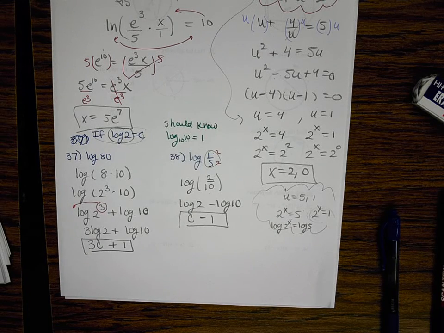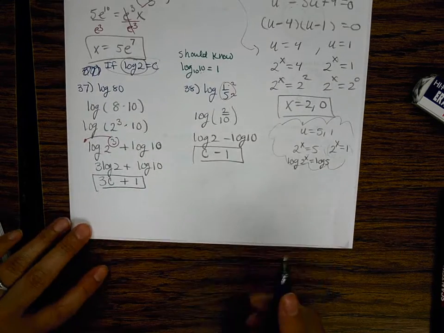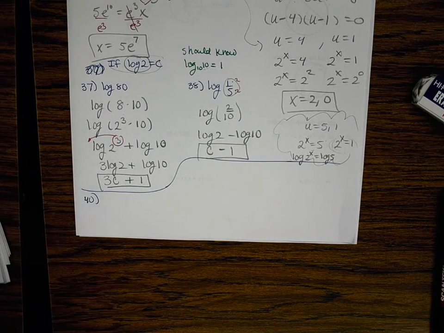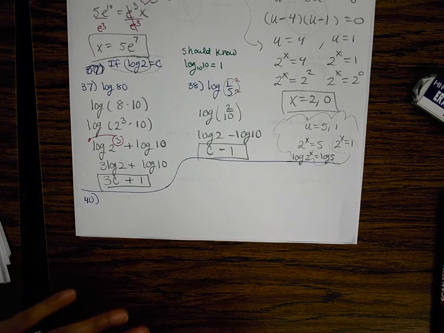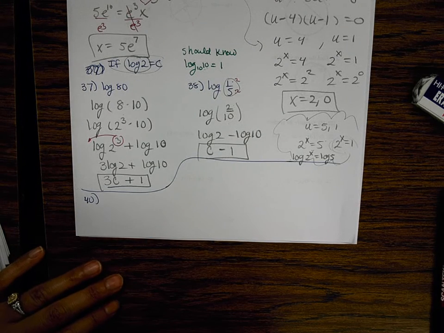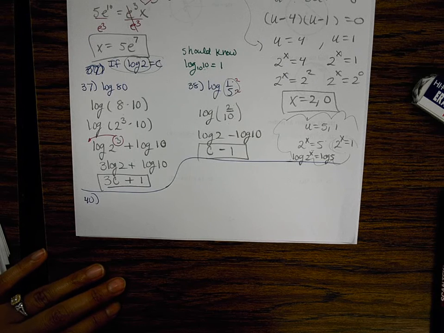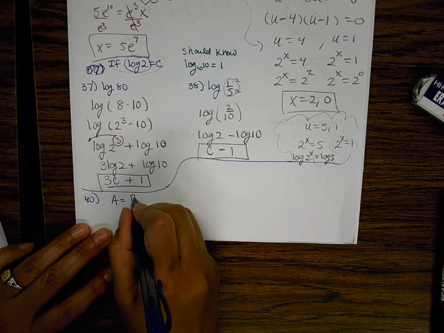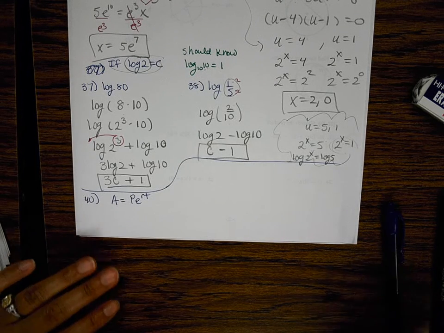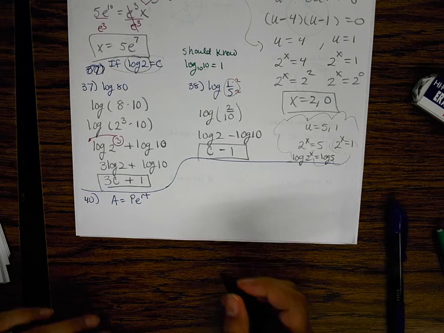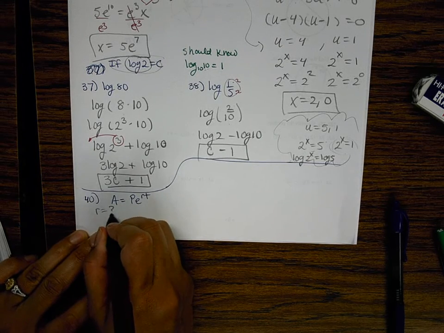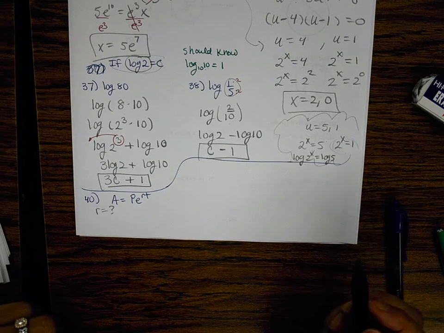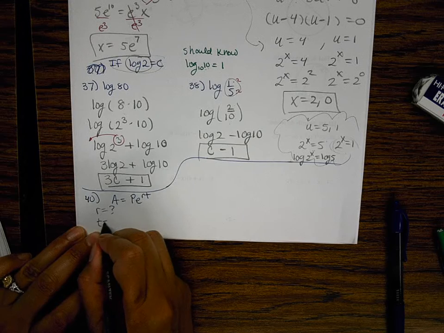All right, I'm going to squeeze number 40 down at the bottom. Okay, 40 is asking what interest rate is needed to triple an initial investment within 8 years if the investment is compounded continuously. So we know we're dealing with the PERT because it says compounded continuously. And it's asking what is the interest rate. So right off, we know we're looking for R. What interest rate is needed to triple an initial investment within 8 years? So time is 8. That's all it gave us.